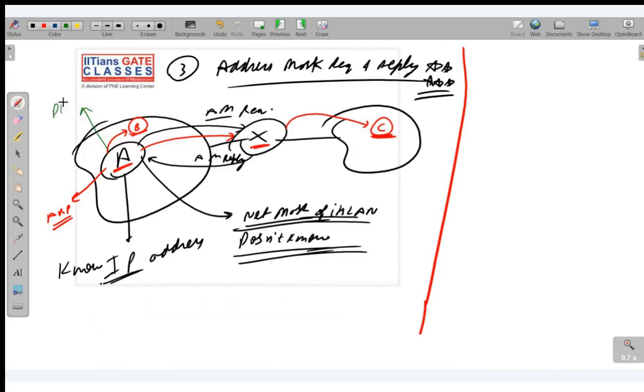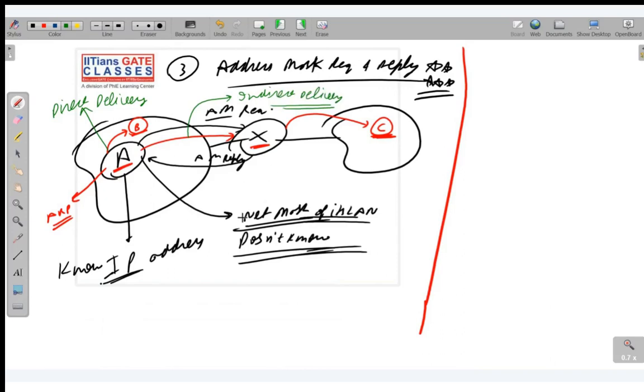This is known as direct delivery. And if A is sending a message to C, this is known as indirect delivery. So they can twist the question and ask like this also: how will A come to know that delivery is direct or indirect? Okay, they can ask like this also.